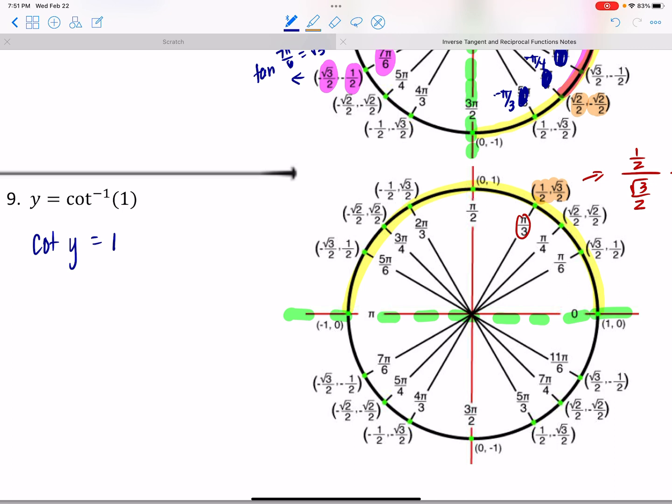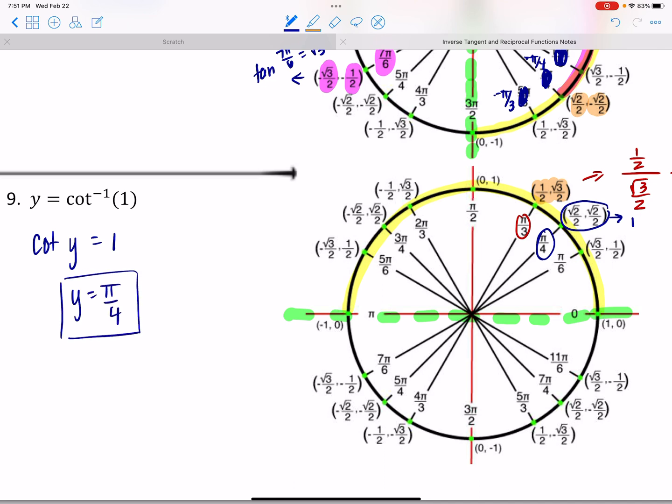And we want it to be positive, which again means we have to be in quadrant 1. So that angle is going to be right here, because that's where we get a quotient of 1, no matter which way we divide it. So here our y value has to be pi over 4.